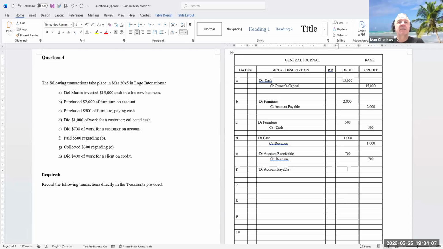And how much we paid? $500. And let's pay that one. That will be credit. Which account am I going to credit? Cash, with $500 credit.